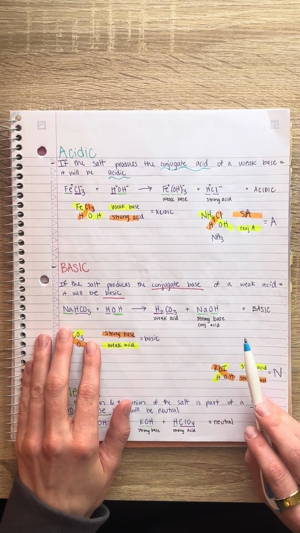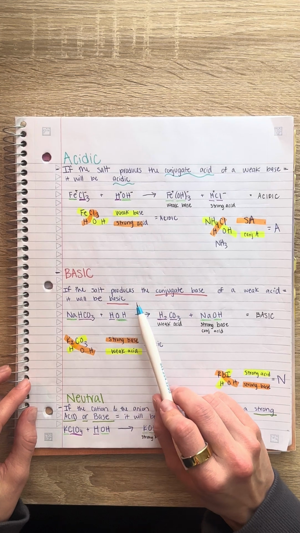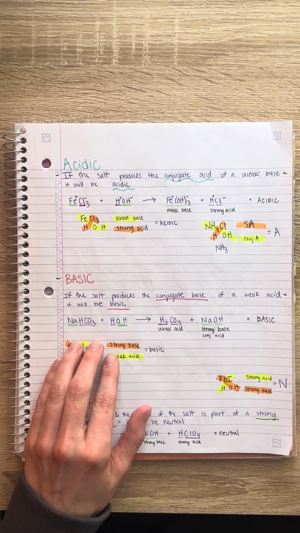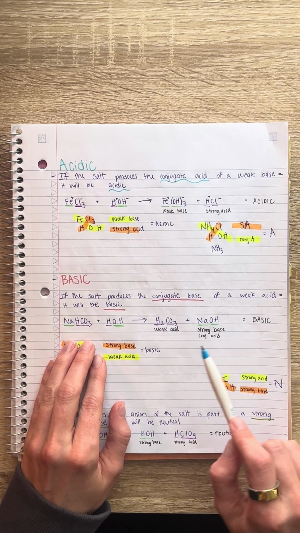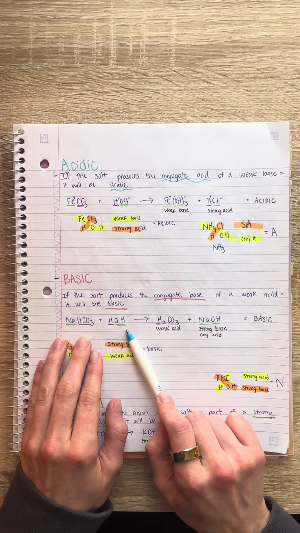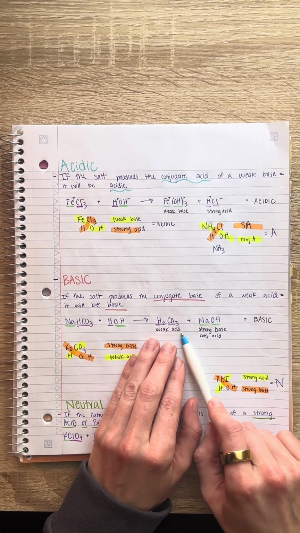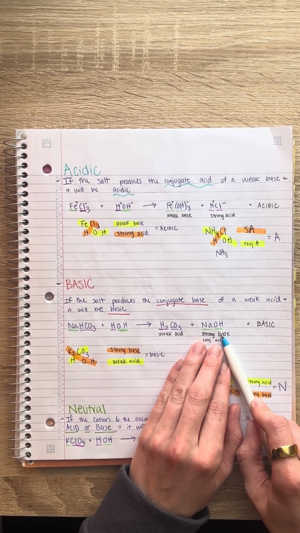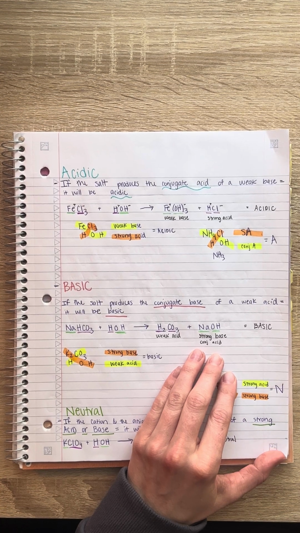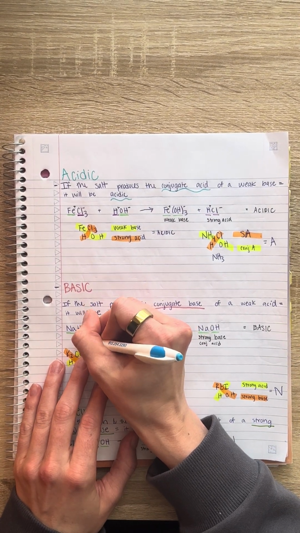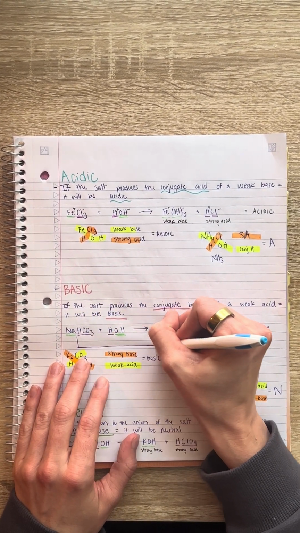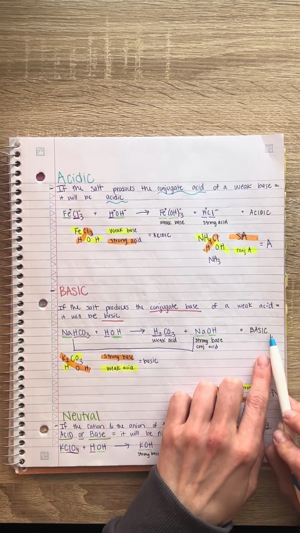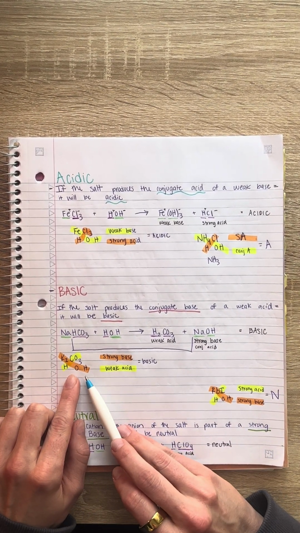So moving on to basic, I've got the definition for you. If the salt produces the conjugate base of a weak acid, it will be basic. So again, we can look at the double displacement, NaHCO3 plus water, double displacement right here. We can see the cation reacting with the anion, cation, anion. So this one actually does form a conjugate acid. So right here, that's actually its conjugate acid. This will be basic.